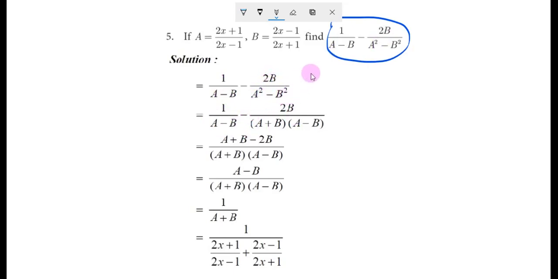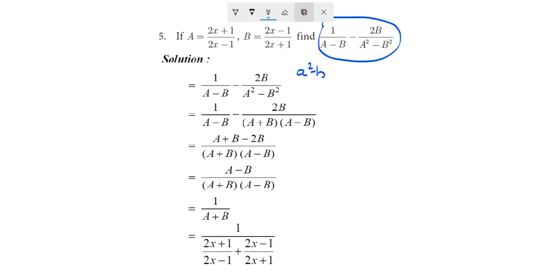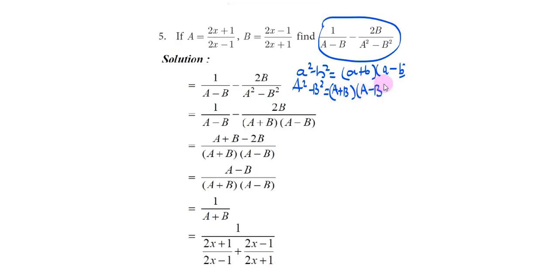What is a square minus b square? A square minus b square equal to (a plus b) into (a minus b). So here, small a square equal to capital A square, small b square equal to capital B square. So a square minus b square equal to (a plus b) into (a minus b). Understood? So (a plus b) into (a minus b).